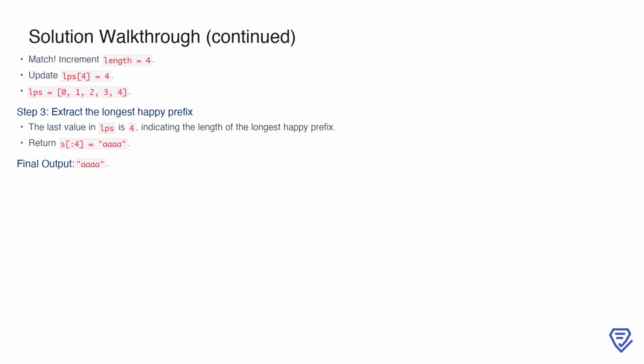To extract the longest happy prefix, we look at the last value in the LPS array, which is 4. This indicates the length of the prefix that is also a suffix. Using this, we return the first 4 characters of the string, S4, which is AAAA. This is the final output for this example, AAAA.